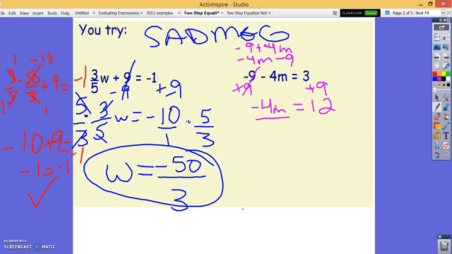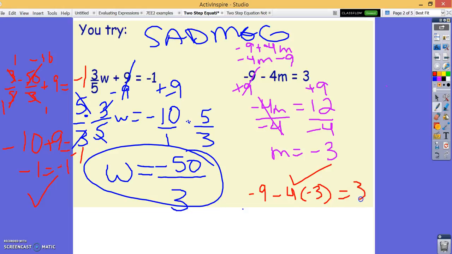From here, I'm going to get rid of my multiplication, so I'm going to have to divide both sides by negative 4. And you find out that m equals negative 3. Now, because this problem was tricky with the variable coming second, what I would like to do is go ahead and check my work. So, negative 9 minus 4 times negative 3 should equal 3.